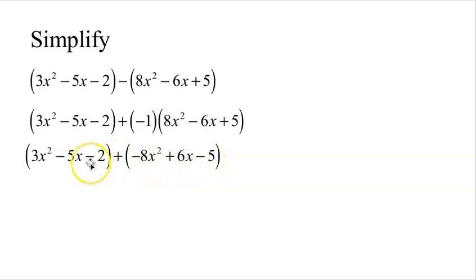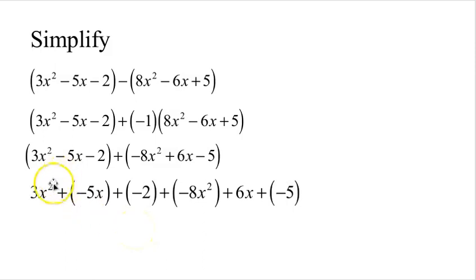Now that there's addition between these two, I don't really need the parentheses. So I'll just write it as 3x squared plus negative 5x plus negative 2 plus negative 8x squared plus 6x and minus 5 becomes plus negative 5. Like terms, 3x squared plus negative 8x squared would be negative 5x squared. Negative 5x plus 6x is 1x. Negative 2 plus negative 5 is negative 7.